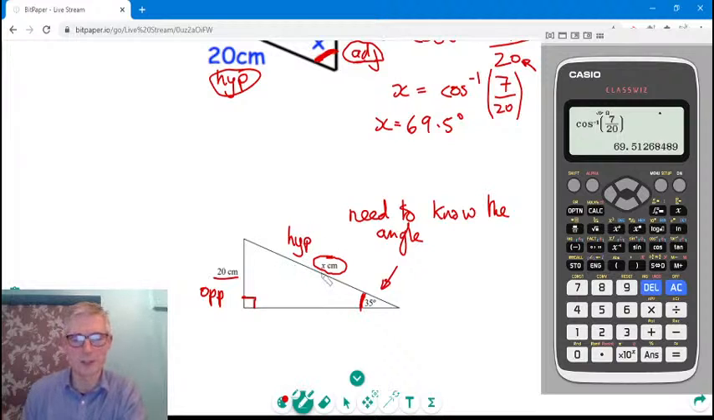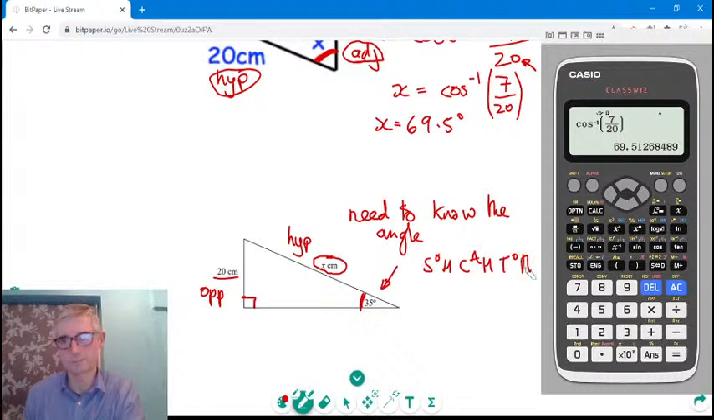So we're going to write out SOHCAHTOA again, whether or not we're looking for a length or an angle. SOHCAHTOA. And this time we've got the opposite and the hypotenuse. So that means we're going to choose sine. So I can set that up and say sine, and this time it's of the angle.